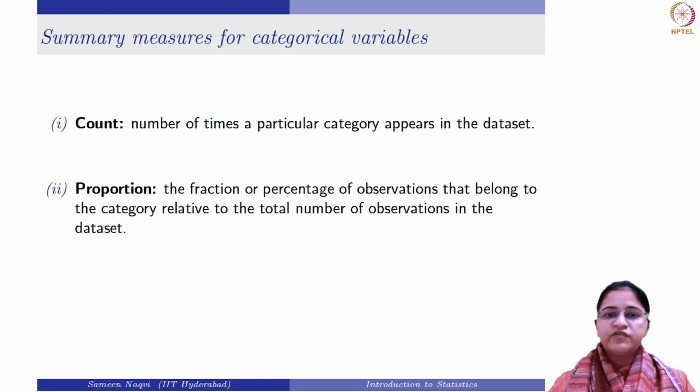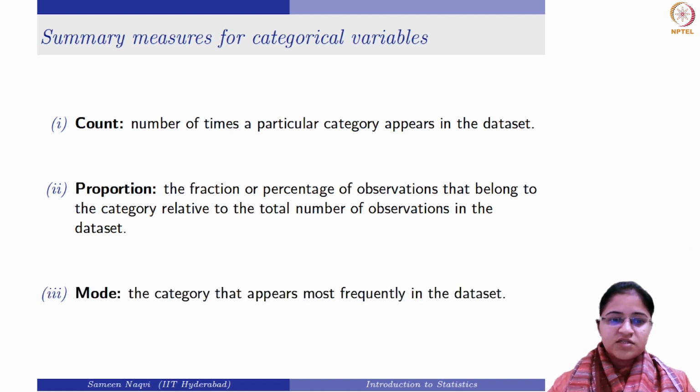Next, you can have the proportion also. Proportion basically gives you the percentage of observations that belong to the category with respect to the total number of observations in that data set. And last is your mode. It is basically the category that appears most frequently in the data set.